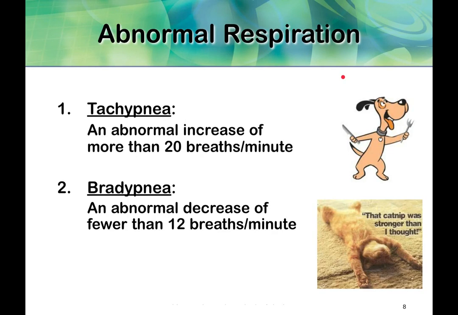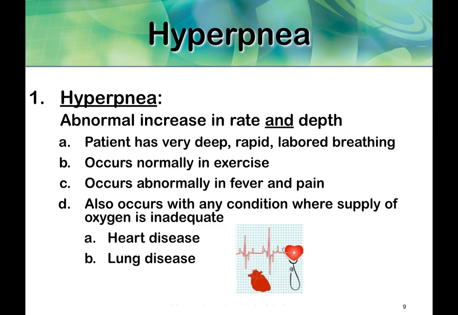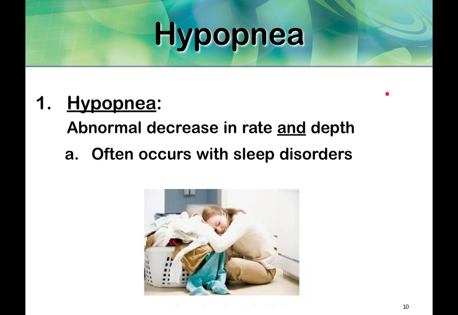Tachypnea is an abnormal increase of more than 20 breaths per minute. And bradypnea is an abnormal decrease of fewer than 12 breaths per minute. Hyperpnea is an abnormal increase in rate and depth. So the patient has very deep and rapid labored breathing, which again occurs normally during exercise and can also happen during fever and pain. And then any condition where the oxygen is inadequate, so heart disease or lung disease could cause this.